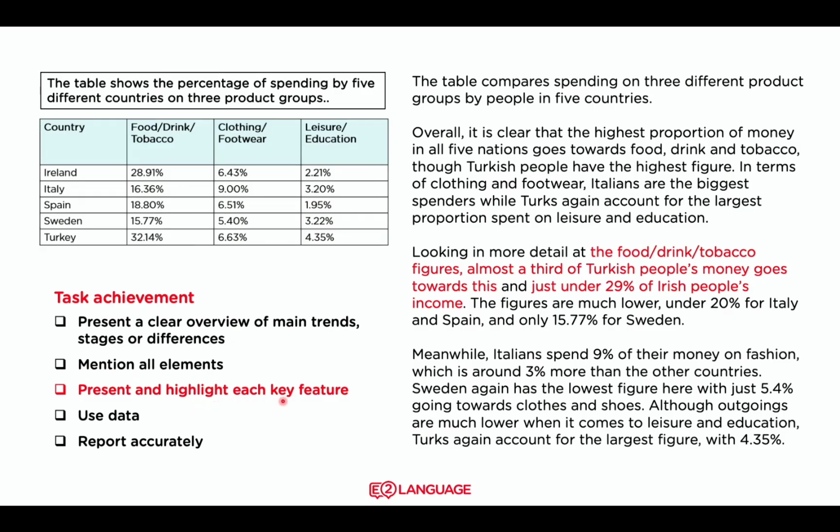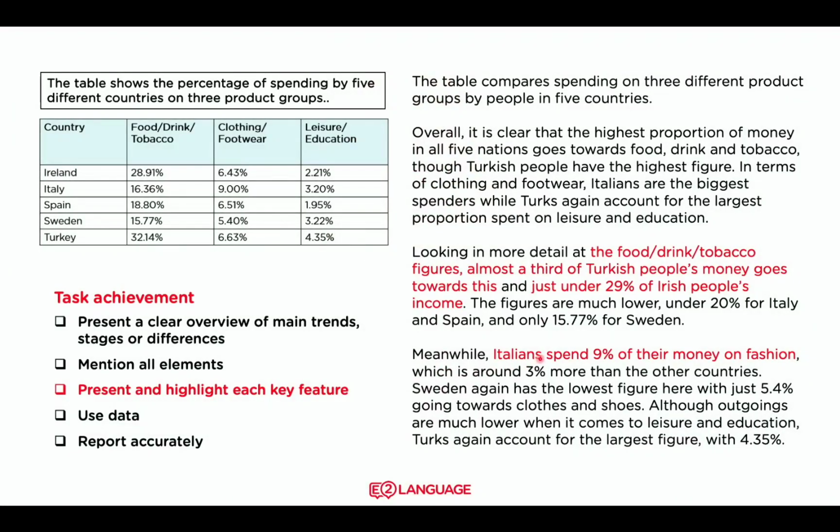Have I presented and highlighted each key feature? So this body paragraph deals with food, drink, and tobacco, and points out that almost a third of Turkish people's money goes towards this, just under 29% of Irish people's income, and the fact that the other countries' figures are much lower. So this 4th body paragraph deals with clothing and footwear and leisure and education, and just points out the key features. So definitely not every single figure and every single country's details, but the important ones.